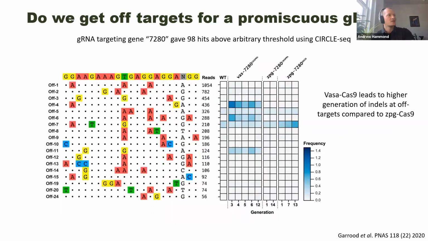of mutations. So what we did was we went back to that original gene drive, targeting the gene 7280, and we performed the same circle-seq analysis, and we searched for those mutations in our mosquitoes. And we did find a significant number of reads for several potential off-targets. And when we looked at those off-targets in our mosquito populations exposed to the gene drive, we find mutations. So we do have some evidence of off-target activity, but it's very low-level activity, and it's only for this gene drive with this poorly designed 7280 guide RNA.